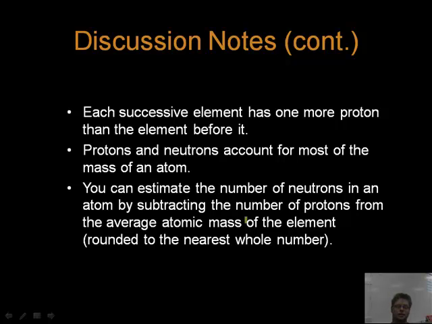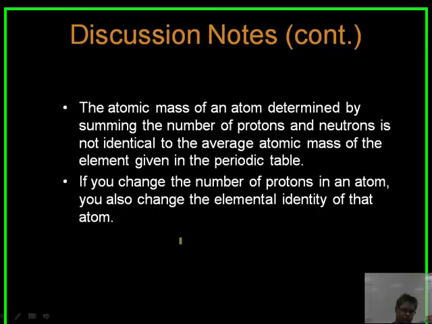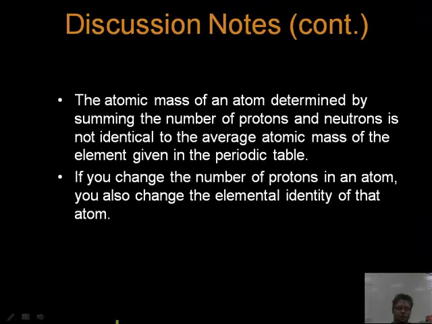Now you can estimate the number of neutrons in an atom by subtracting the number of protons from the average atomic mass of the element. So, the atomic mass of an atom is determined by summing the number of protons and neutrons.